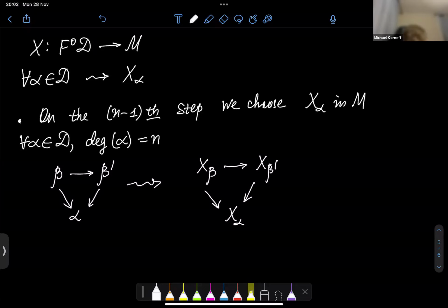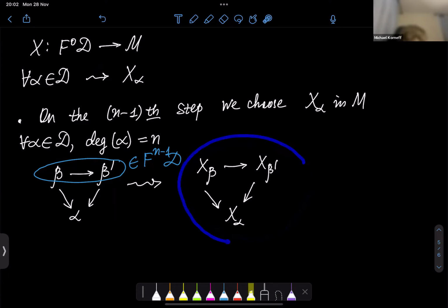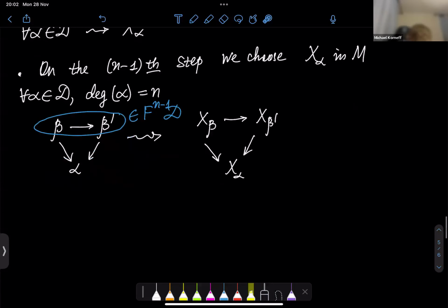Where the map, this map from the n-1 degree filtration and the triangle is commutative in the category F and D. So we should have the following commutative diagram, and it turns out that this case is equivalent to forming the following left Kan extension.